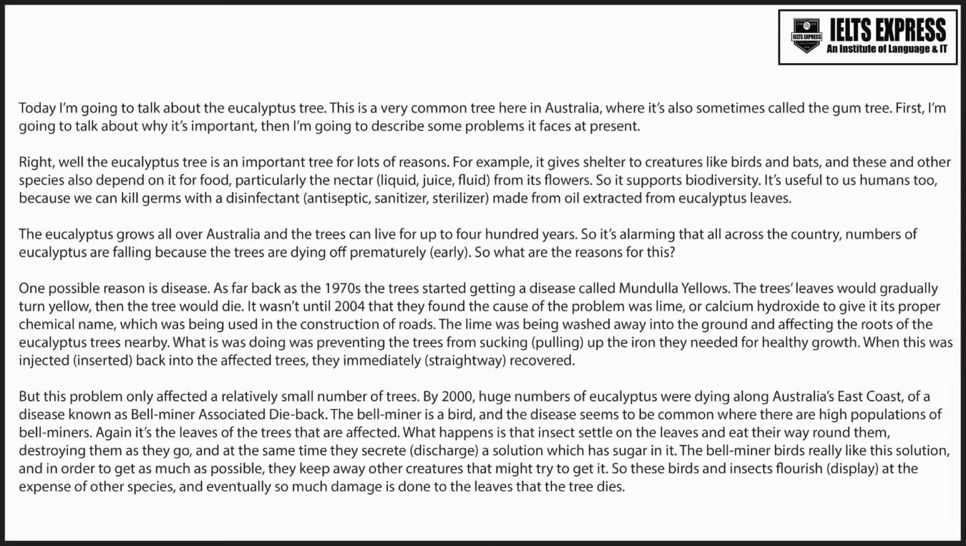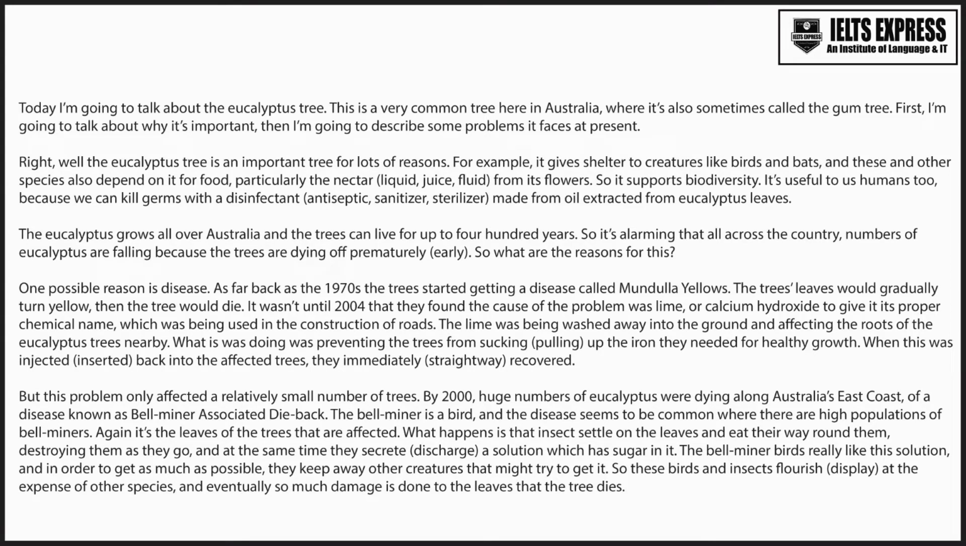As far back as the 1970s, the trees started getting a disease called Mundula yellows. The tree's leaves would gradually turn yellow, then the tree would die. It wasn't until 2004 that they found the cause of the problem was lime, or calcium hydroxide, to give it its proper chemical name, which was being used in the construction of roads. The lime was being washed away into the ground and affecting the roots of the eucalyptus trees nearby.